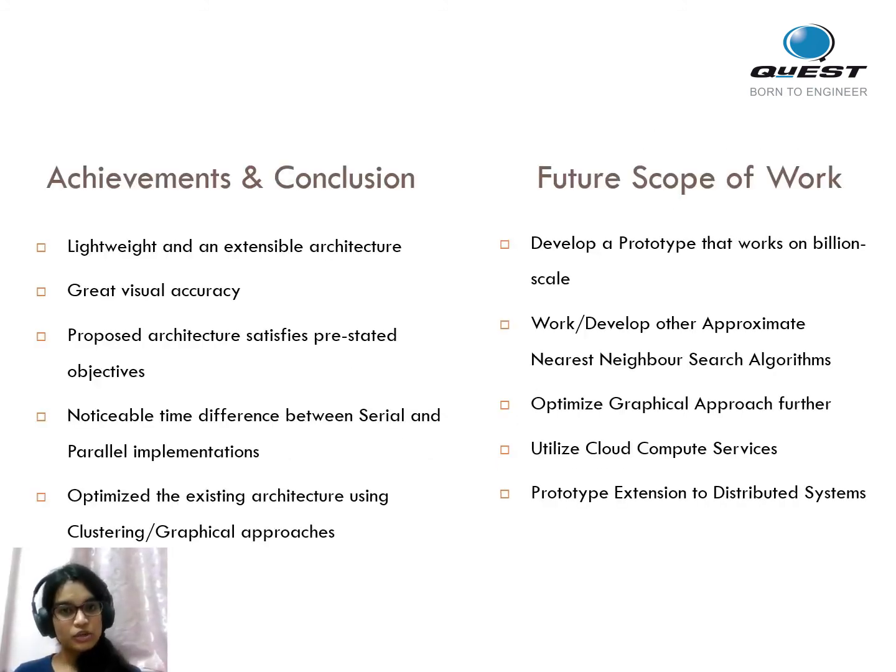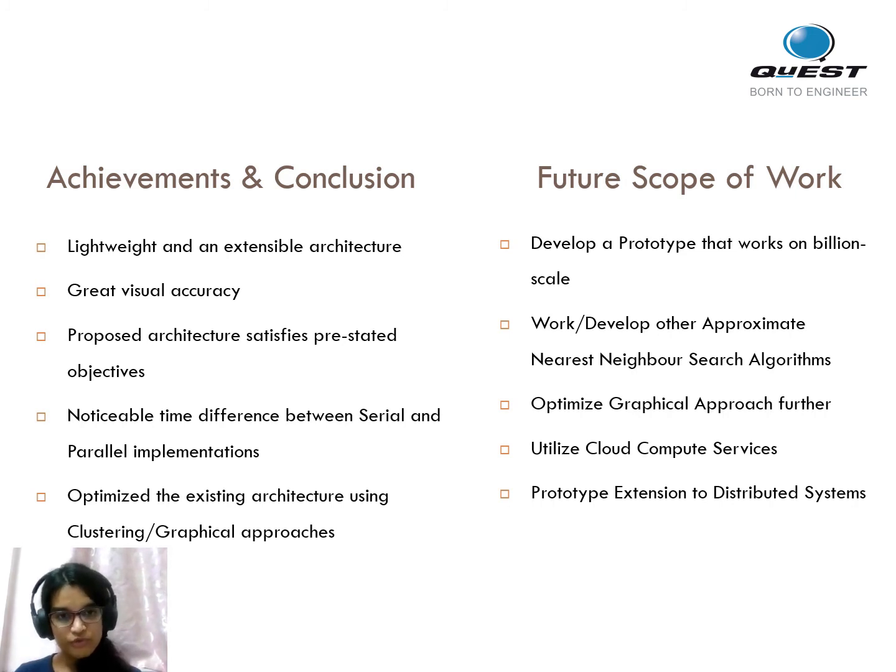Finally, coming to the achievements, conclusion, and future scope: the prototype is a lightweight and extensible architectural framework. It has great visual accuracy. The proposed architectural prototype satisfies the pre-stated, initially thought-of objectives. And we can see a noticeable time difference between the serial and the parallel implementations. We've also optimized the existing architecture, the standard nearest neighbor approaches, by clustering and graphical approaches, which are approximate nearest neighbor approaches, which created a big difference in time complexities. And we have also seen Euclidean and Manhattan distance, and how they make a big difference in the prototype and in the working of the model.